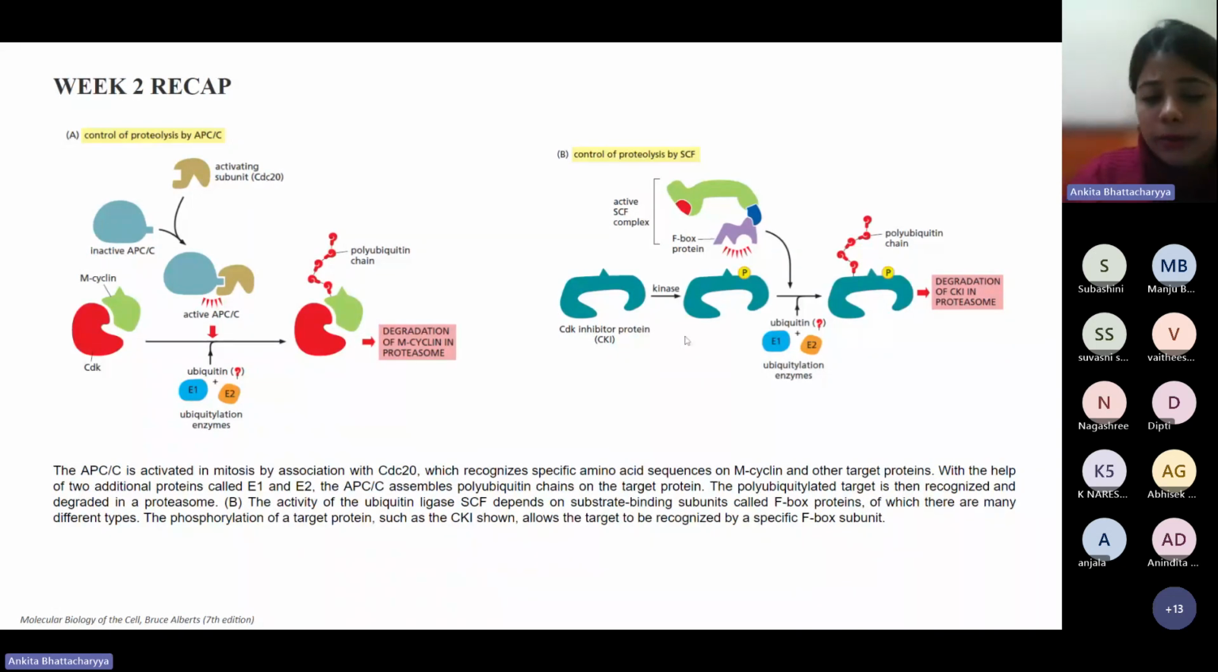Alternatively, coming back to the legend again, you can also see the activity of another ubiquitin ligase, which is SCF, which depends upon the substrate binding subunits called F-box proteins. These are of several different types, and the phosphorylation of a target protein such as CKI, which is a CDK inhibitory protein, allows the target to be recognized by a specific F-box subunit.